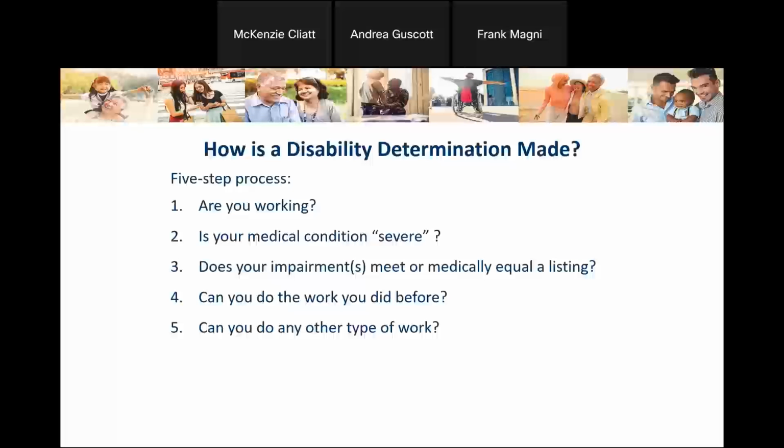Step 2, is your medical condition severe? For you to be considered to have a disability by Social Security definitions, your medical condition must significantly limit your ability to do basic work activities, such as lifting, standing, walking, sitting, and remembering for at least 12 months. If your medical condition isn't severe, we won't consider you to be disabled. If it is severe, we take the next 3 steps.